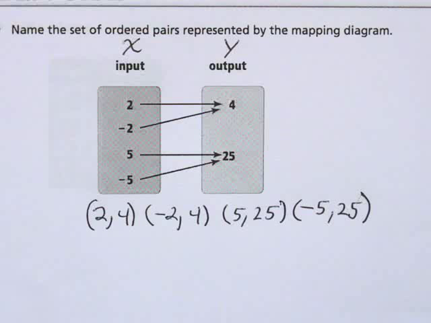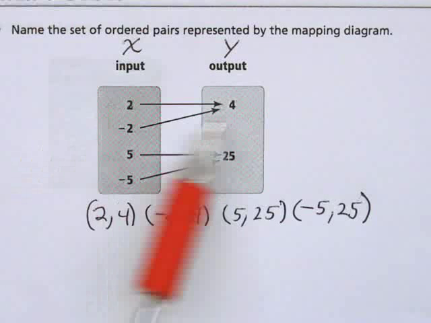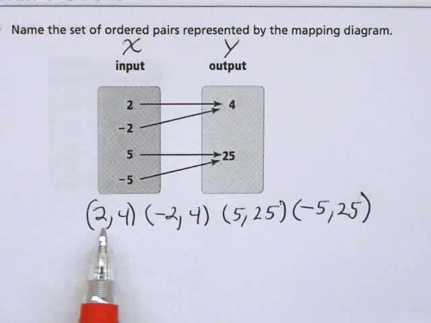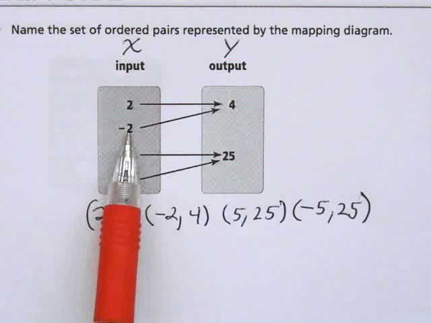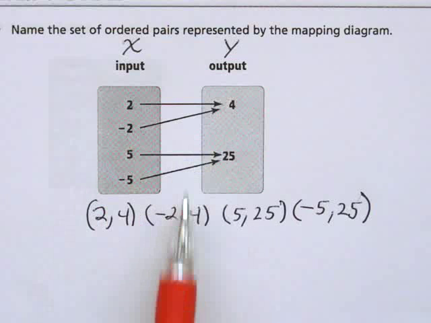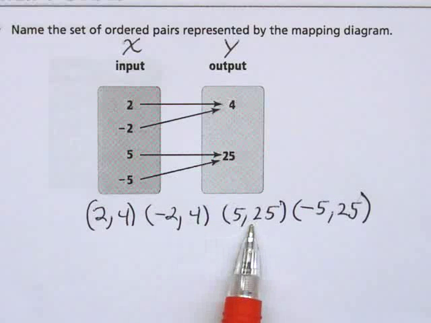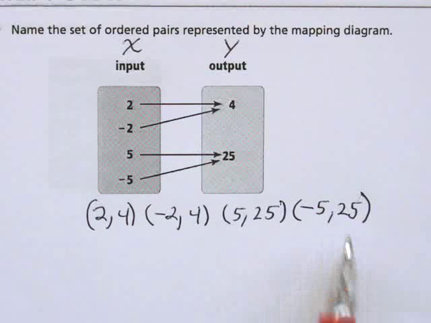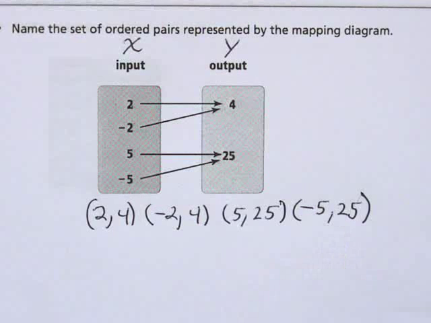In order to take a mapping diagram and put it into ordered pairs, you just follow the diagram. I can see that I've got 2 and 4, so when my input is 2, my output is 4. When my input is -2, my output is 4. 5 and 25, -5 and 25. And that is how I would take a mapping diagram and turn it into a set of ordered pairs.